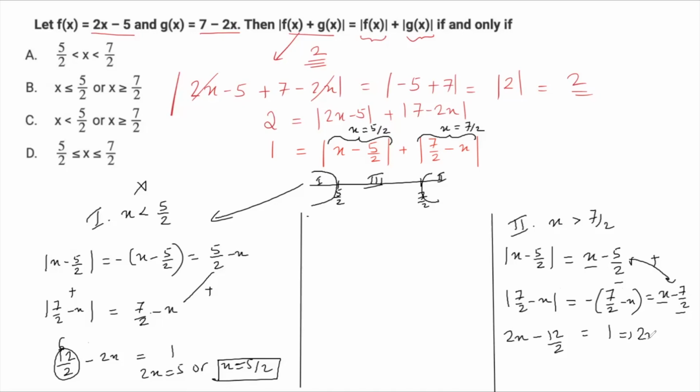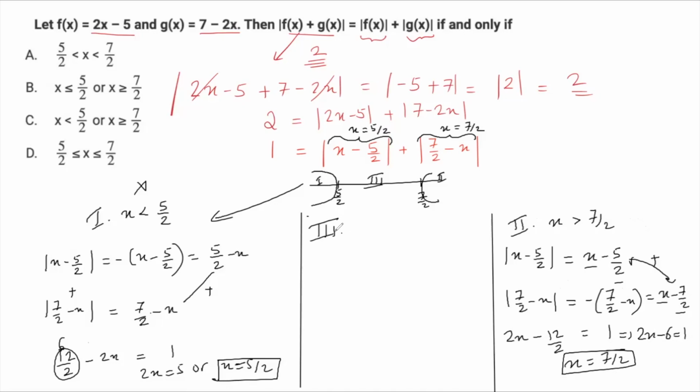That gives me 2x minus 6 is equal to 1, or I get x is equal to 6 plus 1, 7 divided by 2. x is 7 by 2. I started with the assumption that x is more than 7 by 2, but I'm getting x is equal to 7 by 2. Okay, I'll leave it like that. And I'll take the third possibility now.